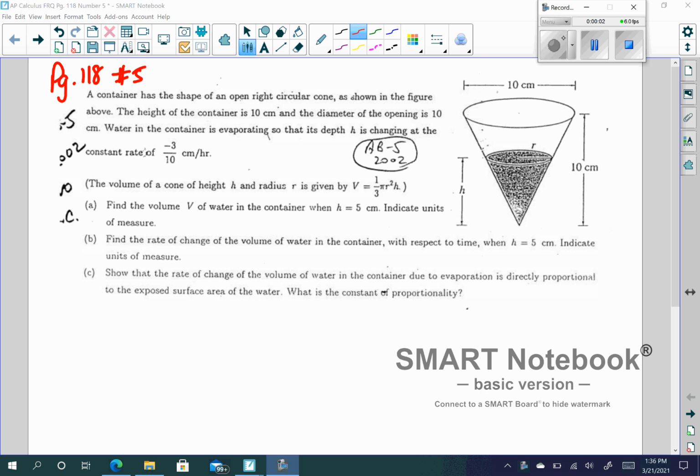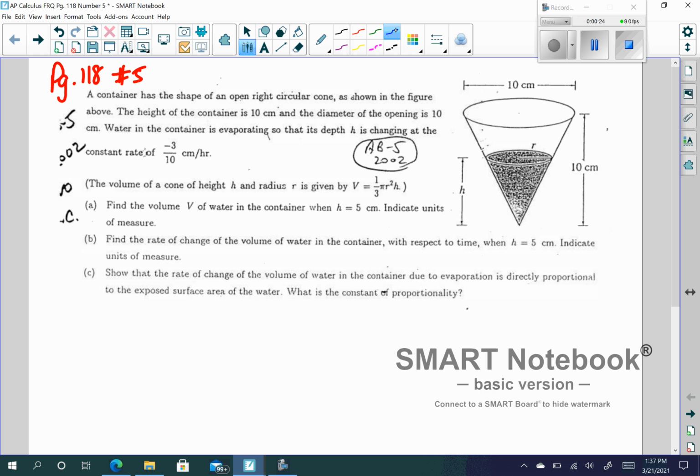Hello everyone. Here are all parts of number 5 off of page 118 worked out, explained, as well as the point values that you would get for each part. All right, so we're given this container drawn off to the side here. It has a shape of an open right circular cone. The height of the container is 10 centimeters and the diameter of the opening is 10 centimeters.